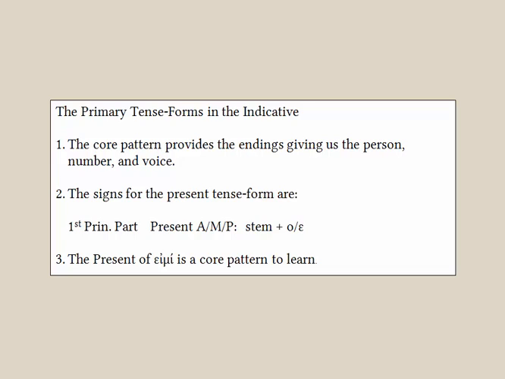Here's a summary of what we've seen in this video. We're working with the primary tense forms in the indicative, and there's a core pattern, and that will provide the endings that will give us the person, number, and voice. Then we looked at the present tense form in particular. It's built on the first principal part. It covers both the active, middle, and passive, and it's composed of a stem plus a variable vowel of either omicron or epsilon, and then the primary endings. And the other thing we looked at was the core pattern of me as another one of the 12 to learn.